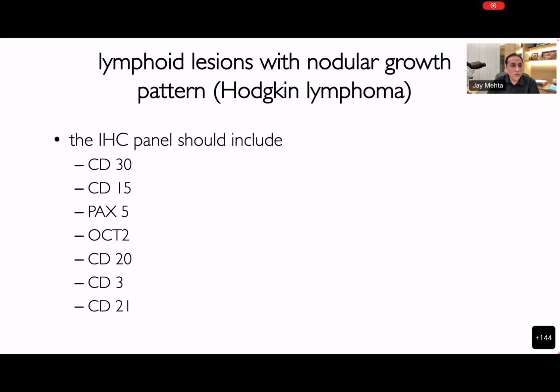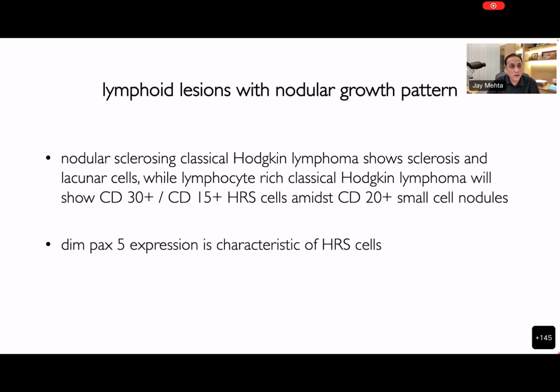So the last part of my talk is about these lymphoid lesions with a nodular growth pattern which are not non-Hodgkin lymphomas, but Hodgkin lymphomas. In this case, the IHC panel should include CD30, CD15, PAX5, OCT2, CD20 and CD3 obviously, and CD21, which is an excellent FDC marker. Nodular sclerosing classic Hodgkin lymphoma shows sclerosis and lacunar cells, while the lymphocyte-rich classical Hodgkin lymphoma, which can also have a nodular pattern of growth, will show similar CD30 and CD15 expressing HRS cells, but the background will be CD20 positive versus CD3 positive in nodular sclerosing Hodgkin lymphoma. Dim PAX5 expression is characteristic of the Hodgkin Reed-Sternberg cells.